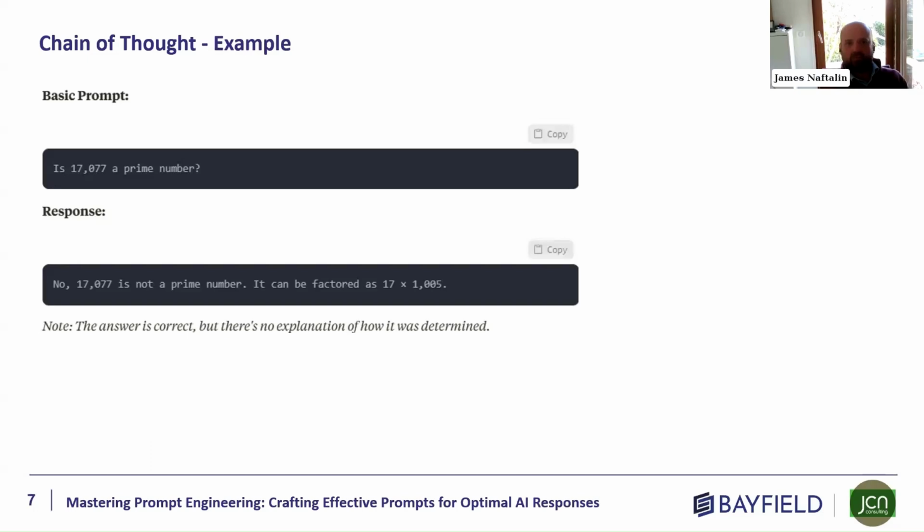So the basic prompt would be: is 17,077 a prime number? And the classic example: no, it's not a prime number. It can be factored by 17. That is correct. So it's maybe not a particularly good example because it's something that the large language model will get correct whether it uses chain of thought or not.